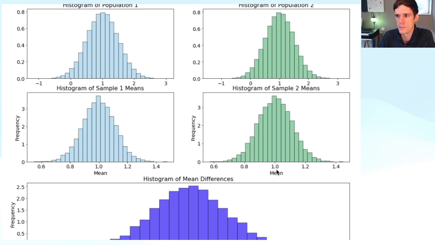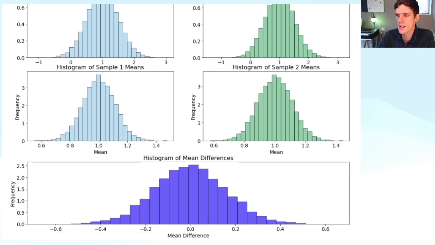All of these sample means will be centered around 1 and go from 0.6 to 1.4. And now to generate the distribution that we have in our slides at this point, we can take the difference between the sample means for each sample that we generate. And then these differences can of course also be visualized as a histogram. And that is exactly this histogram.